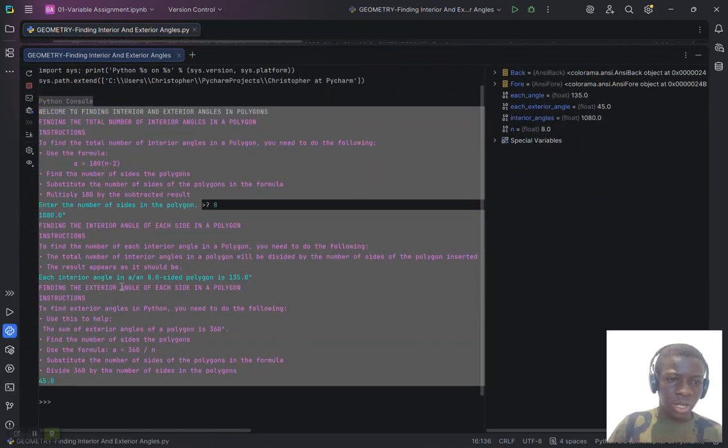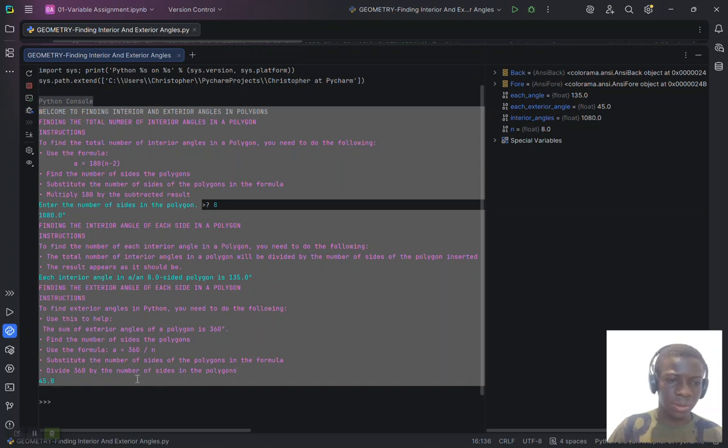To find exterior angles in a polygon, you need to do the following. Use this to help: the sum of exterior angles in a polygon is 360. Find the number of sides of the polygon. Use the formula A equals 360 over n. Substitute the number of sides of the polygon in the formula. Divide 360 by the number of sides in the polygon. Then that's it.